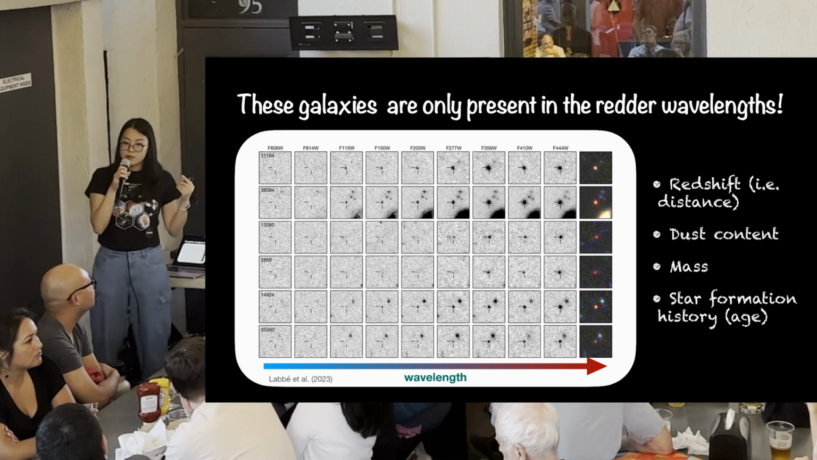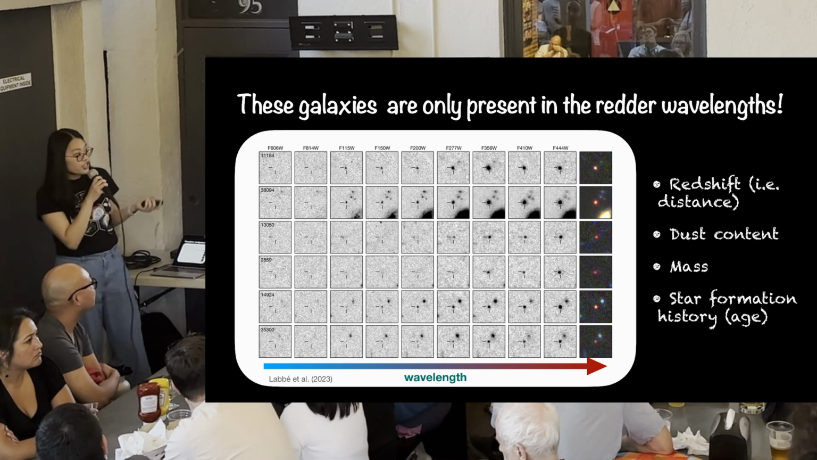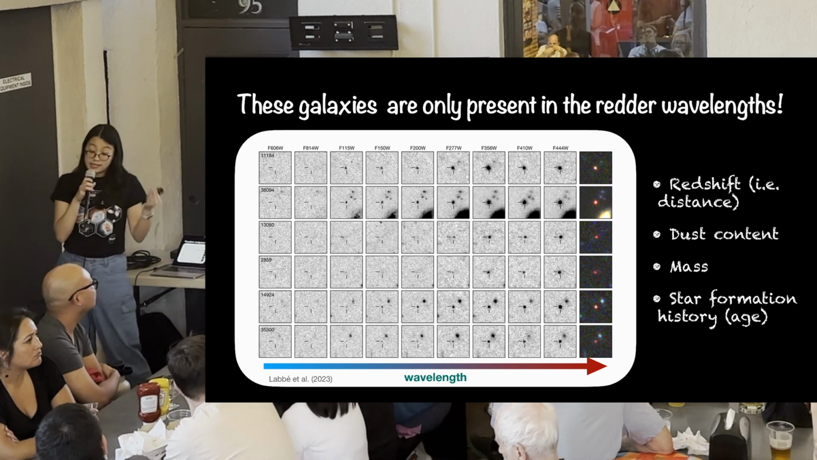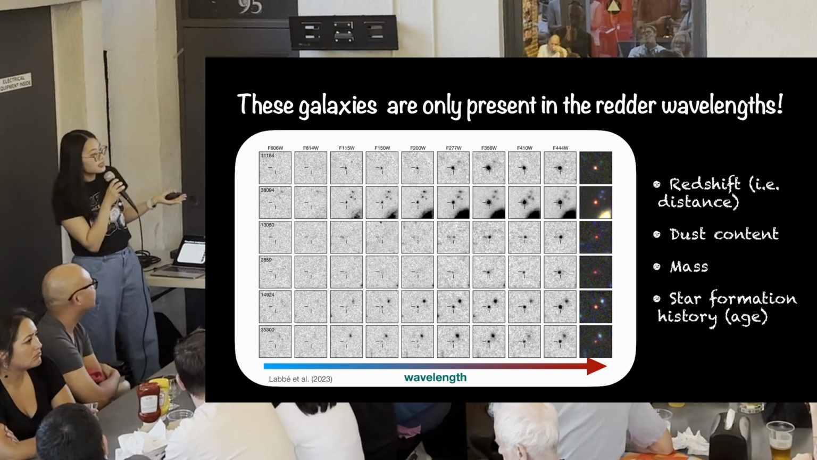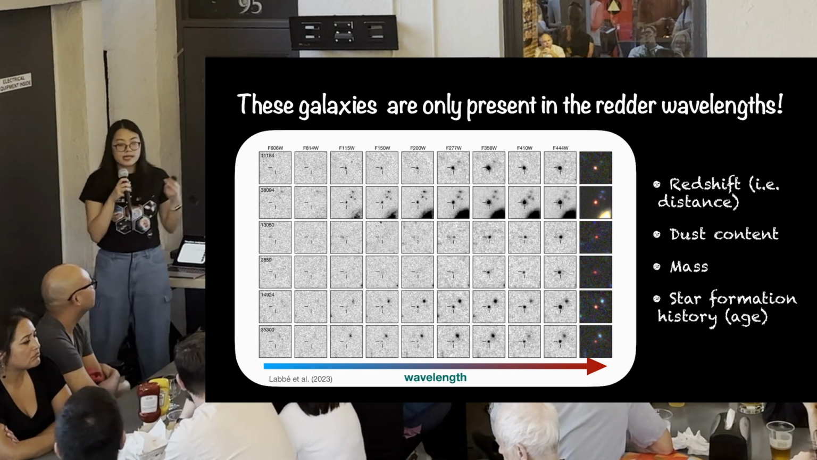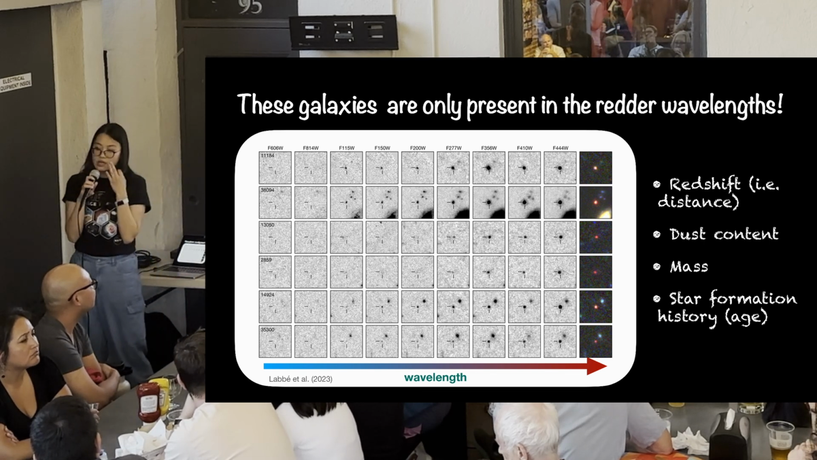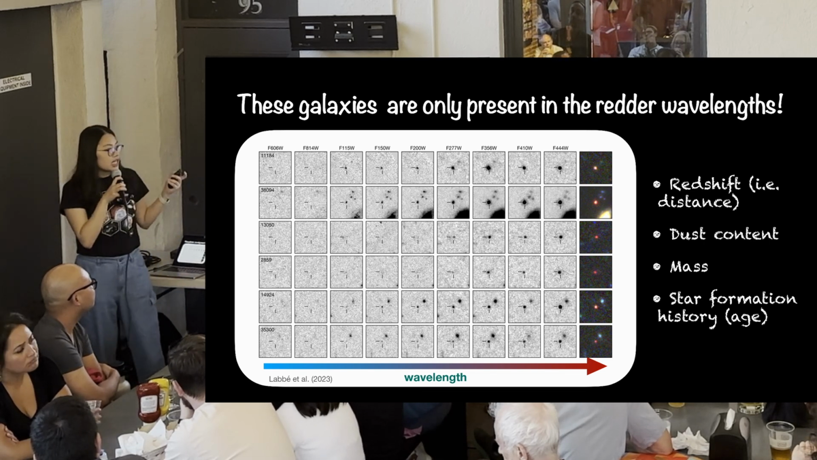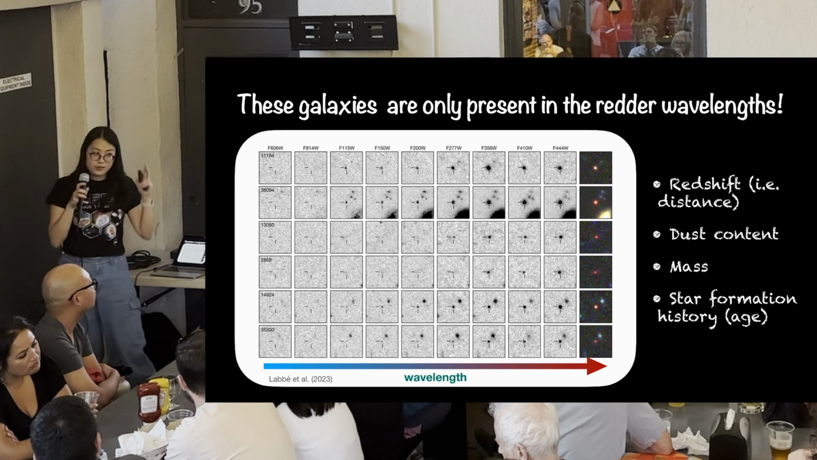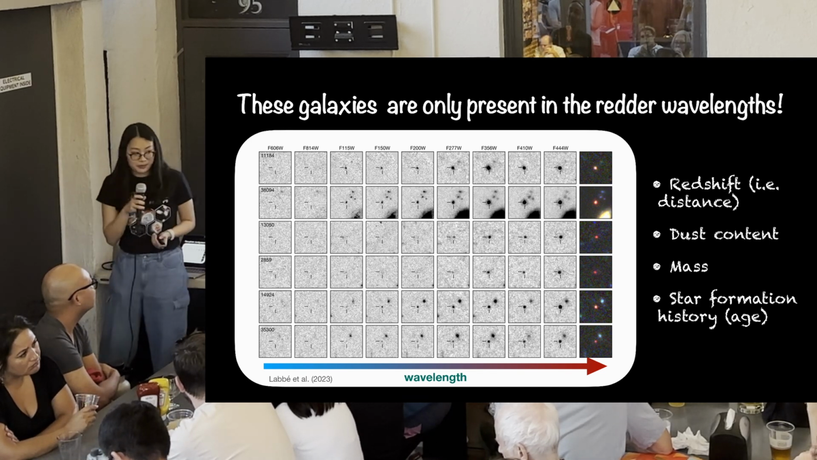So we need to make assumptions on how far the galaxy is by measuring the redshift, how much dust is in the galaxy, what the mass of this galaxy is, and how it formed all the stars. This is a very complicated process, and all the parameters are highly correlated with each other. So in this case, if we happen to get one measurement wrong, we pretty much mess up every single thing.